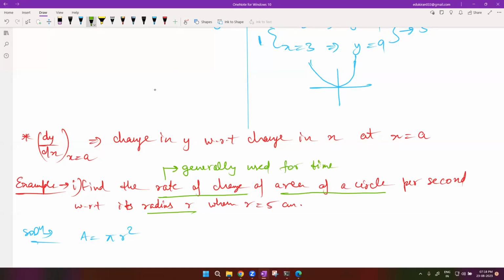Whenever you solve any question in physics, you may have noticed this or not, but in physics we use this term a lot, rate, and it is generally used for time. It basically represents the derivative with respect to time, or change with time.